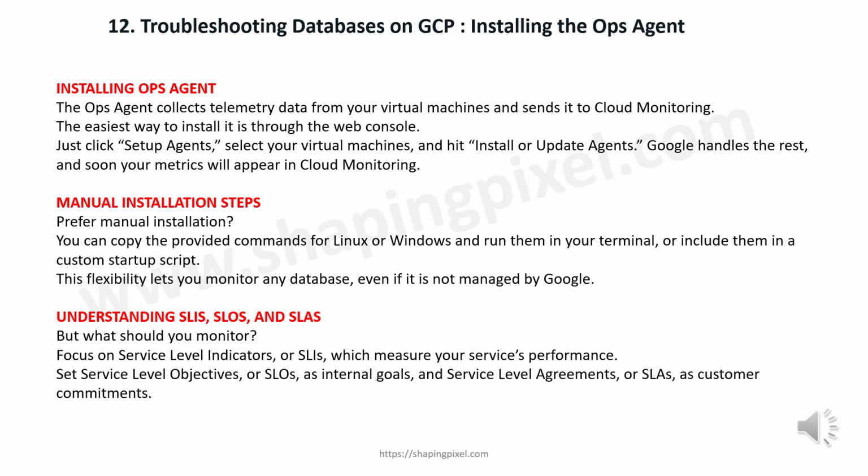In that case, you can install the Ops Agent. The Ops Agent collects telemetry data from your virtual machines and sends it to Cloud Monitoring. The easiest way to install it is through the web console. Just click Set up Agents, select your virtual machines, and hit Install or Update Agents. Google handles the rest, and soon your metrics will appear in cloud monitoring.